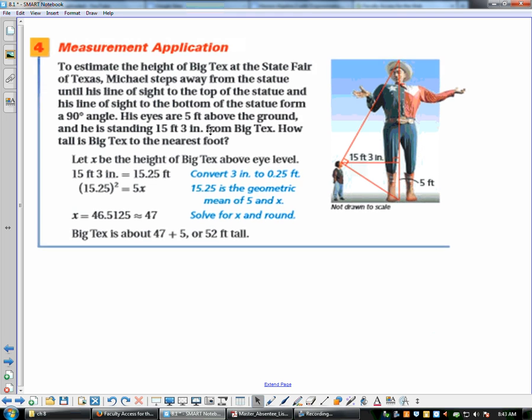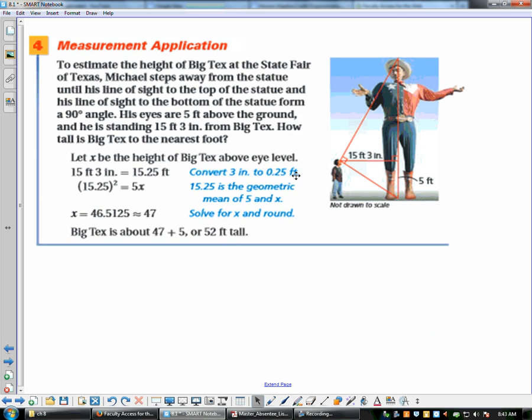So, measurement application. Here is Big Tex. I guess he's been at the Texas State Fair since like 1950 or something like that. To estimate the height of Big Tex at the State Fair of Texas, Michael here steps away from the statue until his line of sight to the top of the statue and to the bottom of the statue form a 90-degree angle. You getting that? So the angle formed from the top of the statue to Michael's eyes down to the bottom of the statue, that's a right angle.